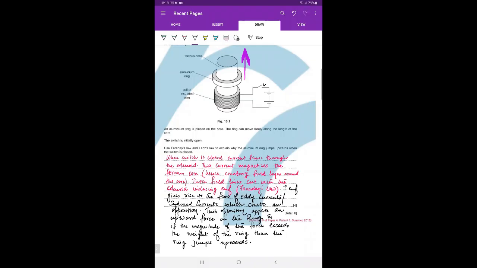Hussein, sir, could you please explain this again? हाँ मैं वापस read कर देता हूँ. So Hussein, sorry, when you close the switch, current begins to flow through the solenoid. So I'm not marking any direction of the current, but nonetheless, there will be current in the solenoid.